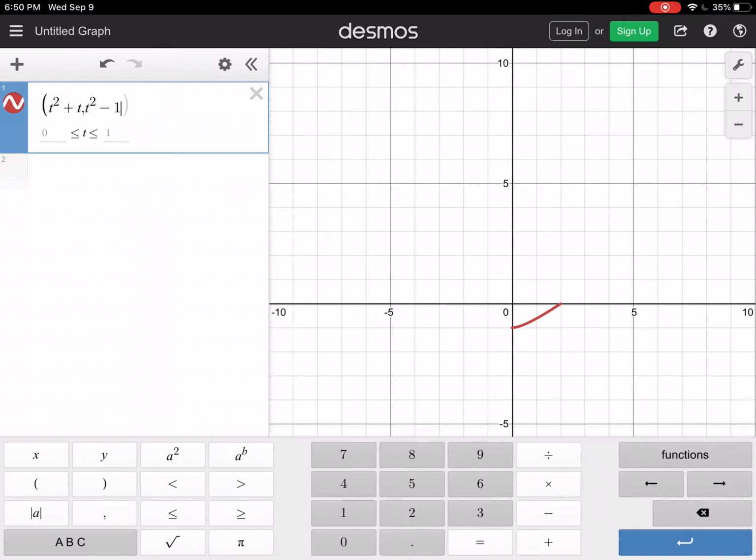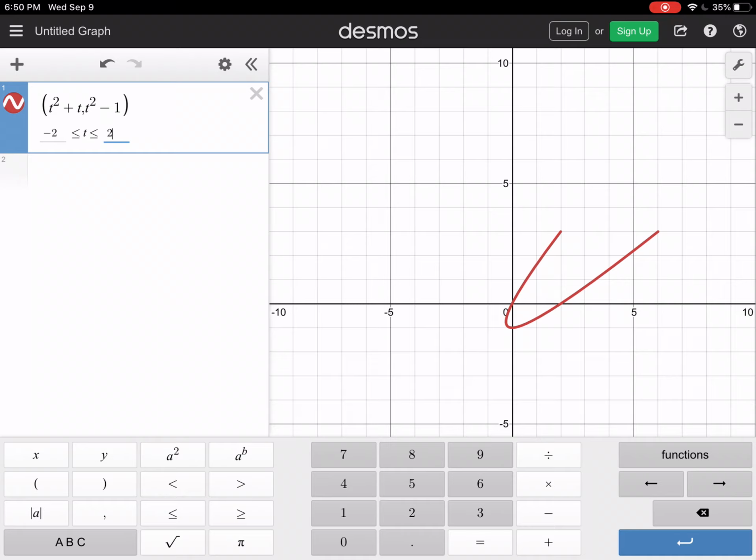And if I close that off, I want to make sure that I input the correct t values that the book is asking you to do, so from -2 to 2. So that right there is our parametric equation.